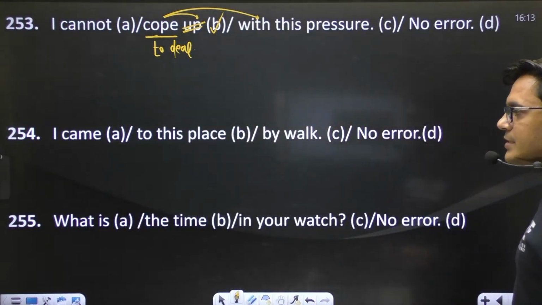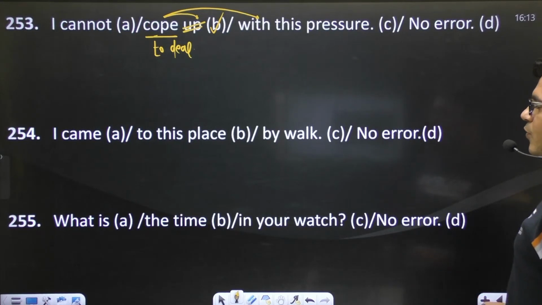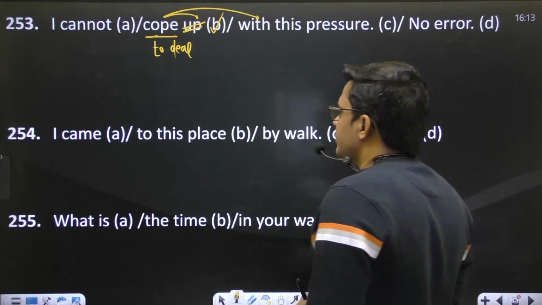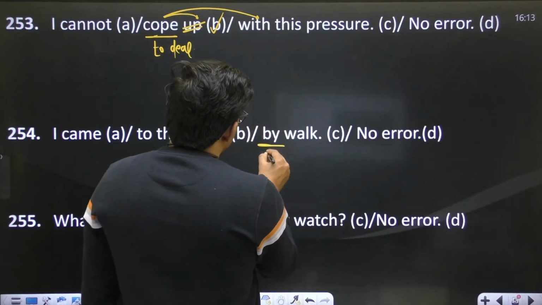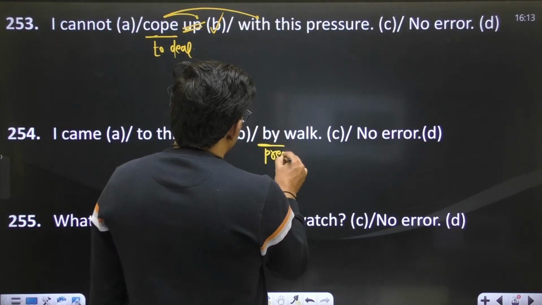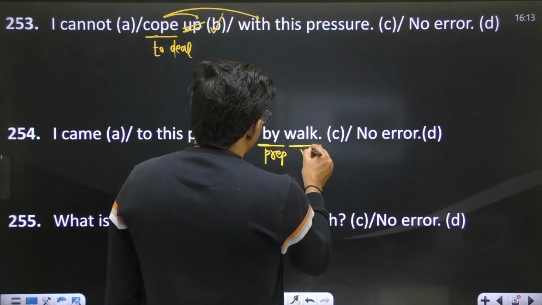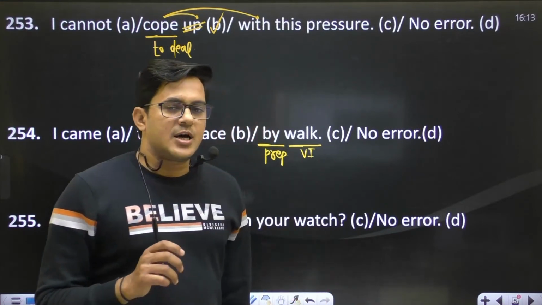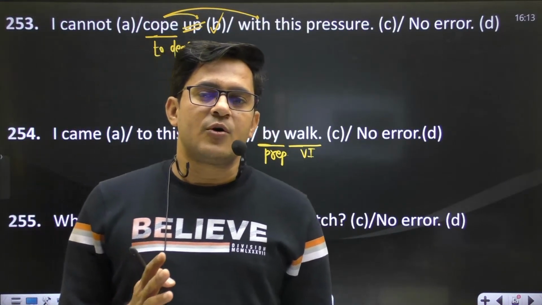Okay, next sentence is: I came to this place by walk. This word by is a preposition and walk is a verb. Make sure prepositions are always used before a noun or a pronoun.